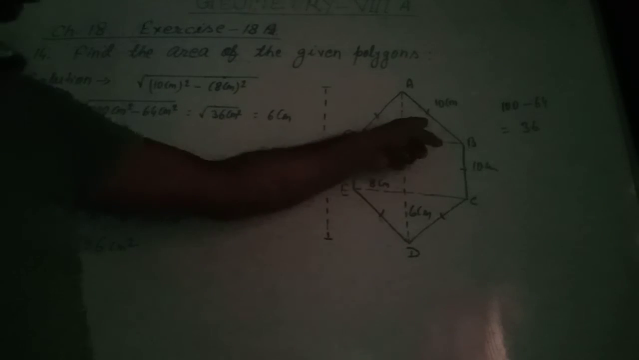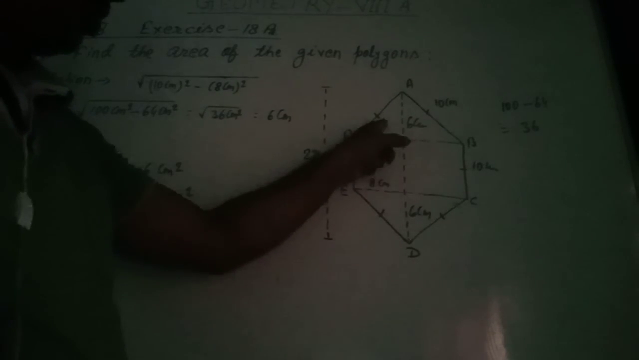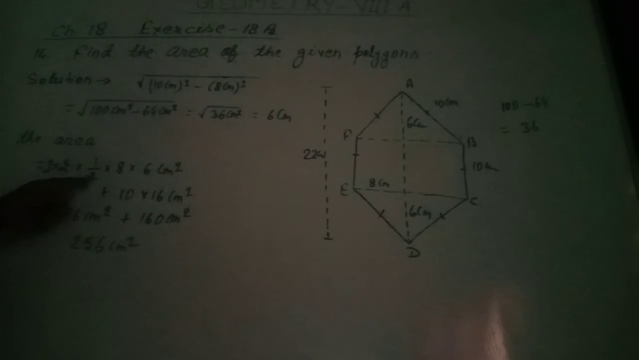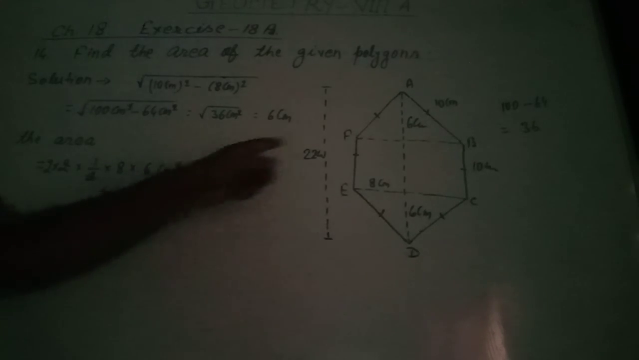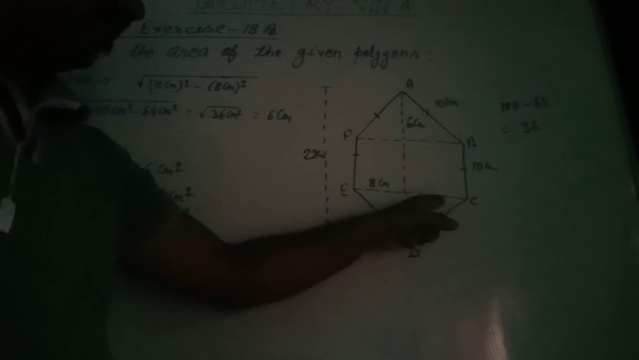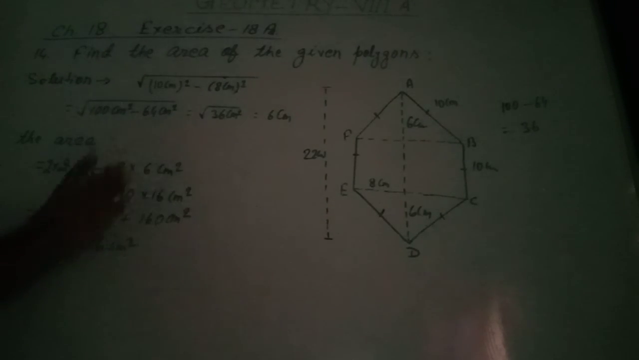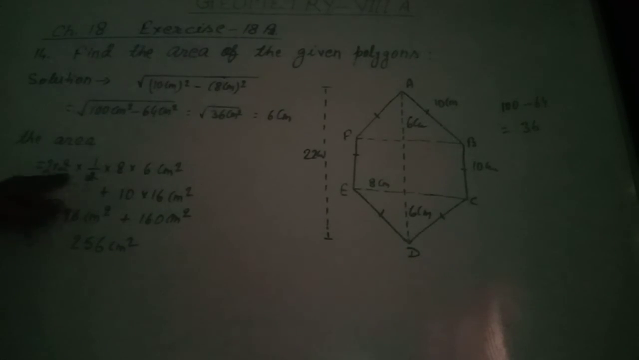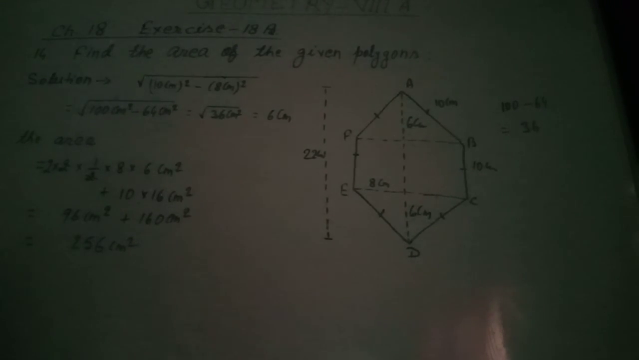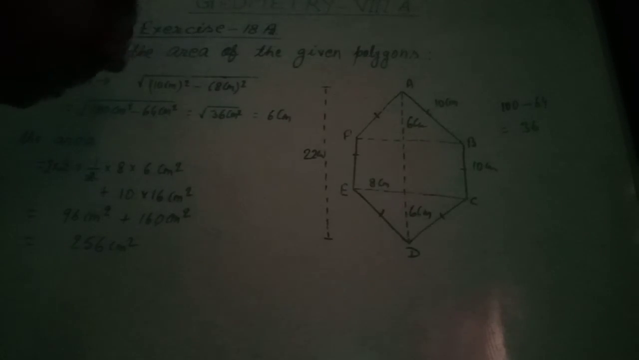So first triangles 1, 2, 3, 4. There are 4 triangles. So for that I wrote 2 triangles are here, 2 triangles are here. So 2 into 2, and area of triangle half into base into height, 1 by 2 into 8 into 6 centimeter square, and this is the rectangle. So length into breadth, 10 into this is 16, 8 centimeter, 8 centimeter, 16 centimeter. So 10 into 16 centimeter square. So these two are cancelled. Now 8 6s are 48, 48 into 2, 96 centimeter square, plus this is 160 centimeter square. If I added it, I got 256 centimeter square. That is the answer.